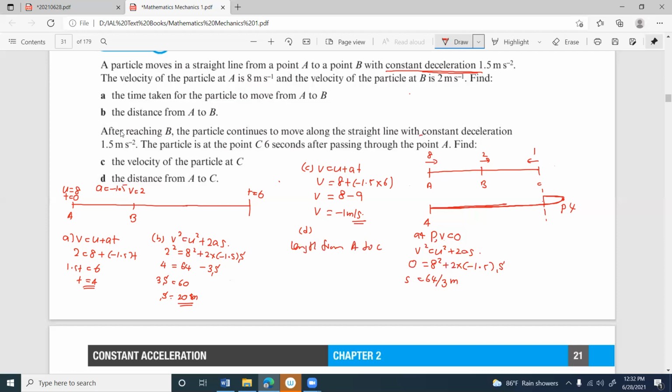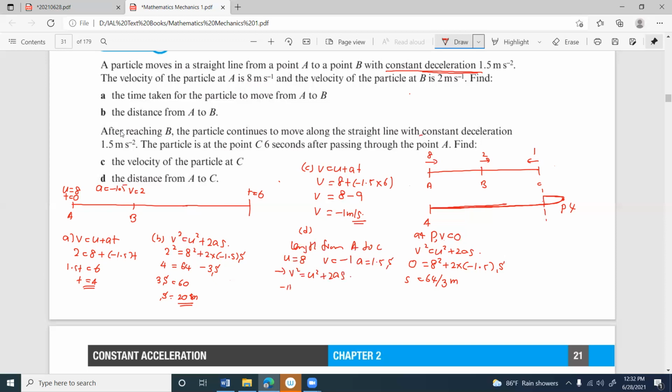At A, what is the velocity? U is 8. At C, it's minus 1. Nothing to worry, A is minus 1.5. We need to find S. Again, I'll apply this formula: V squared equals U squared plus 2AS.